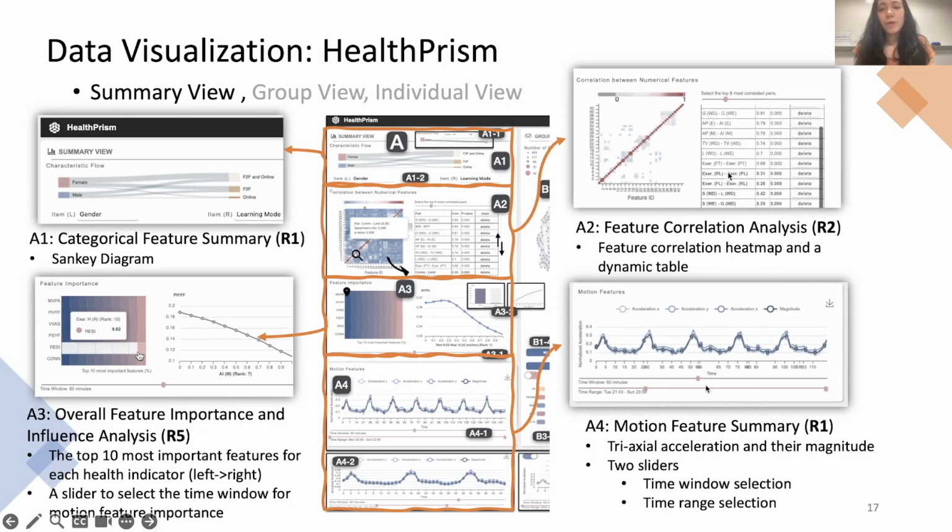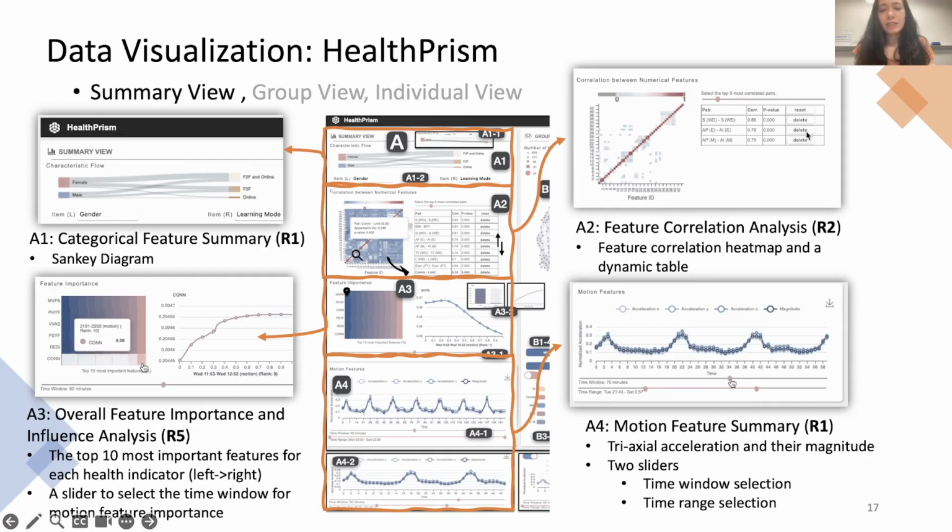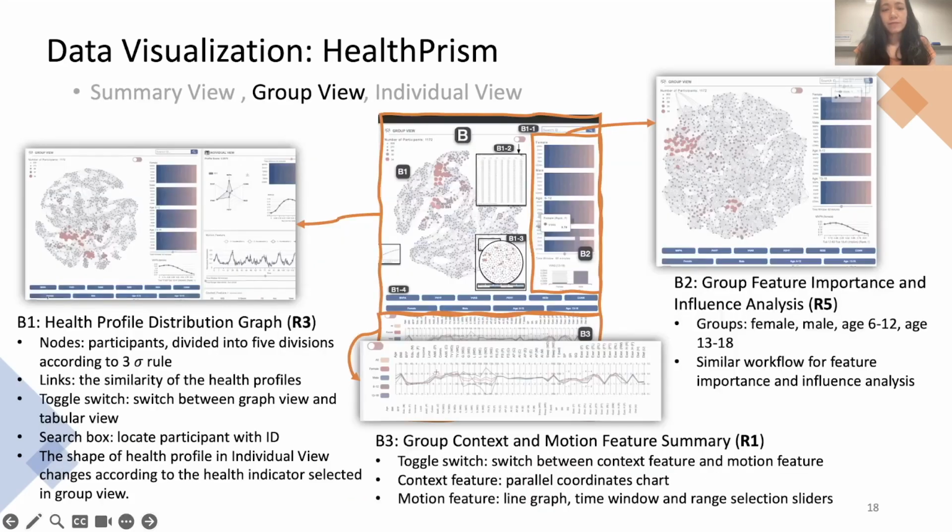The top 10 most important features for each indicator are presented using stacked bars, and a slider is used to select the time window for motion feature importance. The motion feature summary displays the triaxial acceleration count and magnitude, guided by 2 sliders for time and range selection.